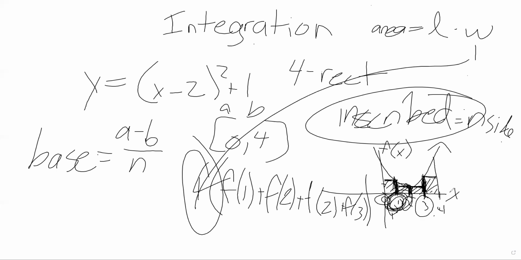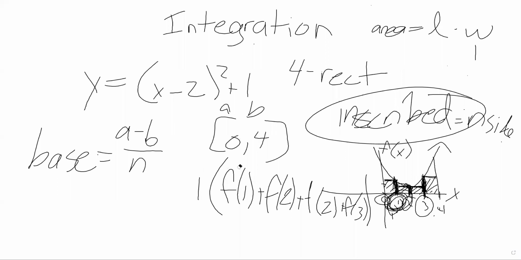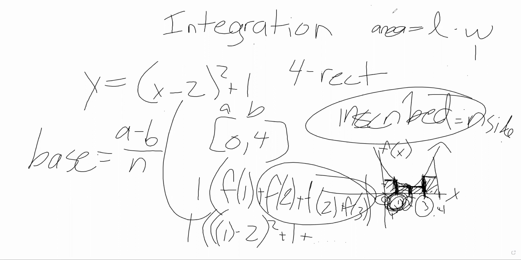Okay. And then obviously what you would do is take these values and expand it out and plug the 1 in. So you would go like 1 minus 2 squared plus 1 plus yada, yada, yada. And you would plug each of these values into that equation. And that's how you would find your final answer for your inscribed rectangles.